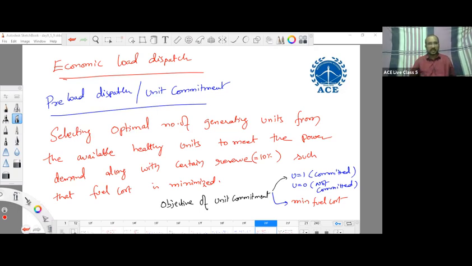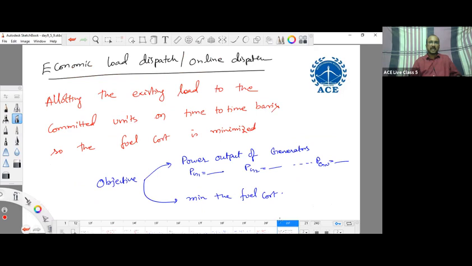We are planning by using this preload dispatch or unit commitment. Suppose there are 100 generating units available. We will not select all 100 units to meet the load. Based on the requirement, we will select optimally. It should meet the power demand along with certain reserve, and the fuel cost should also be minimum. Cost of generation should be minimum. If that unit is committed, then you will indicate U is equal to 1. If it is not committed, U is equal to 0. That is unit commitment.